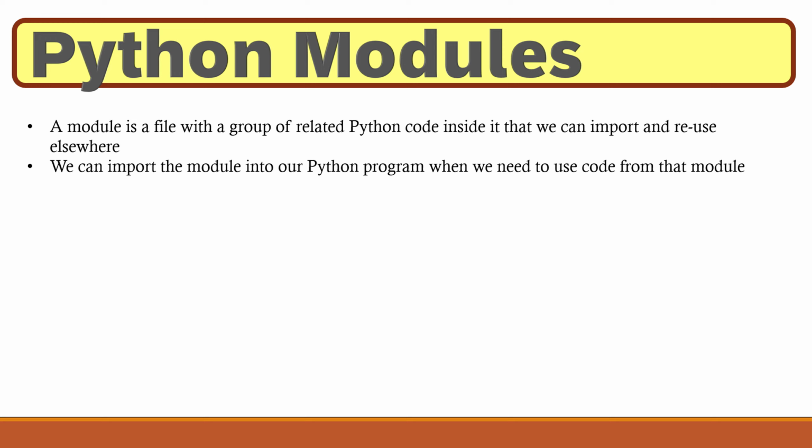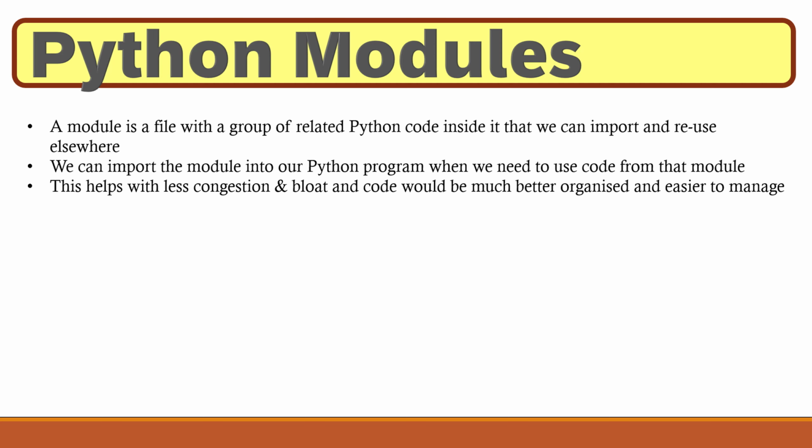Rather than having lots of functions in a single file, it's better to group them together and put them inside modules. By grouping code, it keeps our files less congested and bloated, and our code will be much better organized and easier to manage. And we are not repeatedly creating the same code, also known as DRY, don't repeat yourself. It's one of the best practices of writing code.